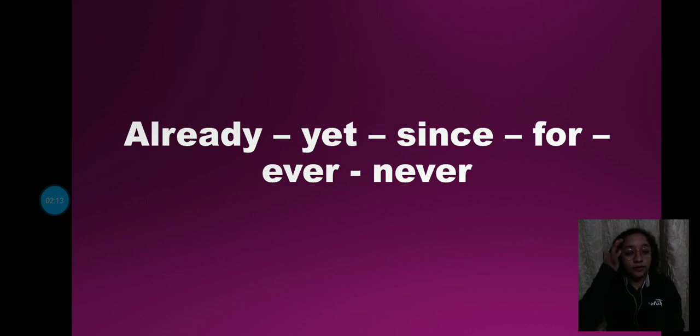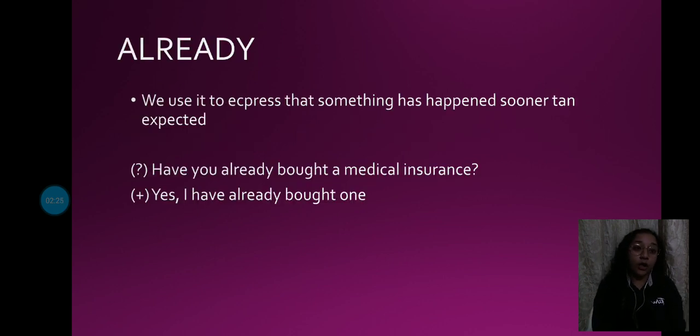Okay, so now we're going to explain the words that we're going to use with this tense, which are already, yet, since, for, ever, and never. So we're going to start, like I said, with already. Already we use it to express that something has happened sooner than we expect. For example, have you already bought a medical insurance? Yes, I have already bought one.